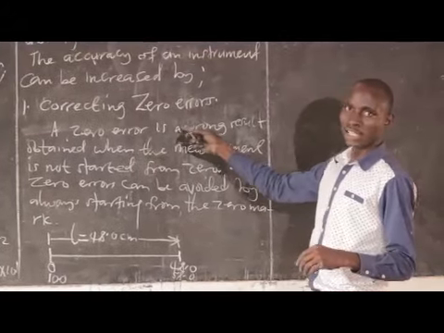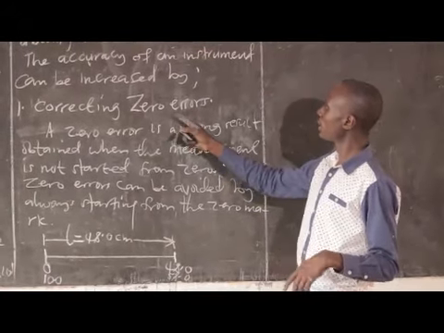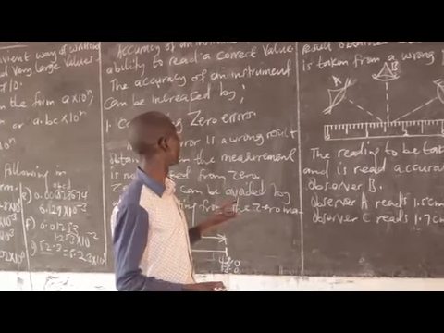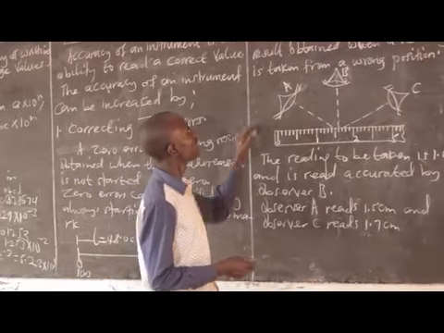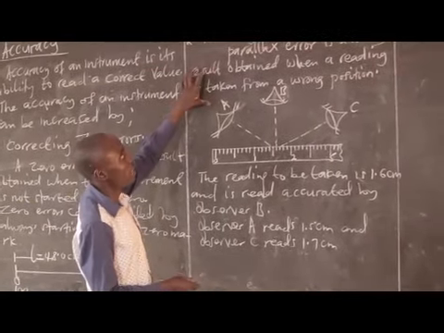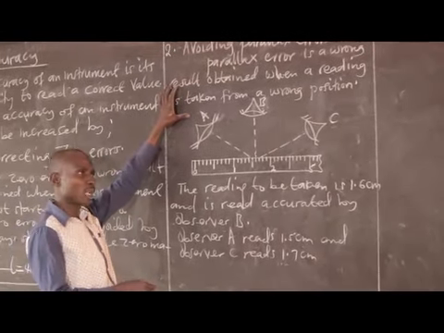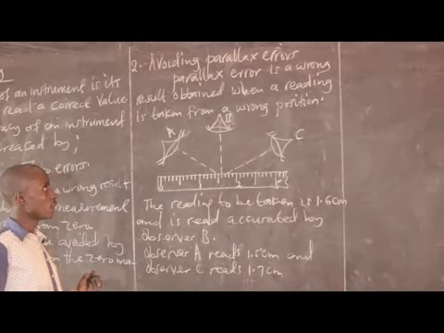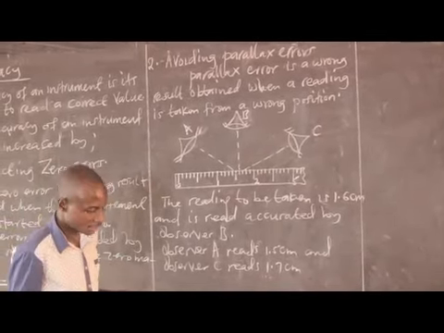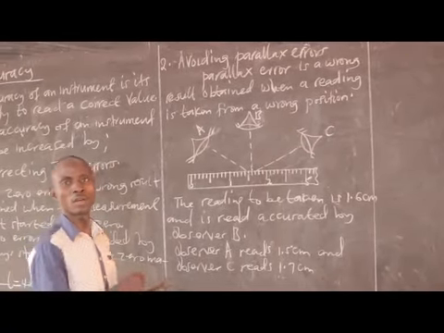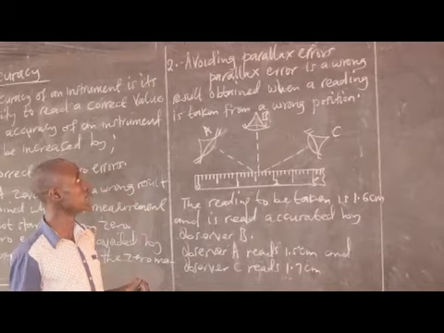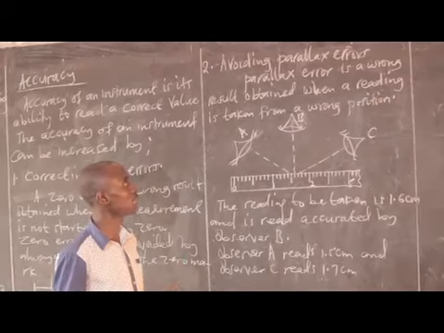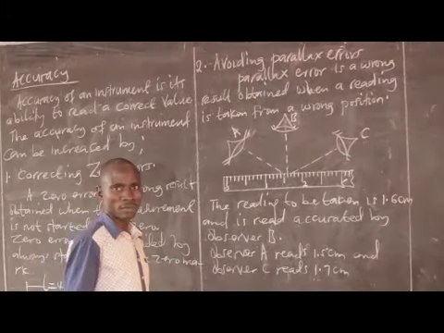One way of increasing accuracy is correcting zero errors. Number one is done. The second way of increasing the level of accuracy is by avoiding parallax errors. Parallax errors occur when you misposition yourself and view the reading from a wrong position; you are likely to take a wrong reading. So we define the parallax error as a wrong result obtained when the reading is taken from a wrong position.